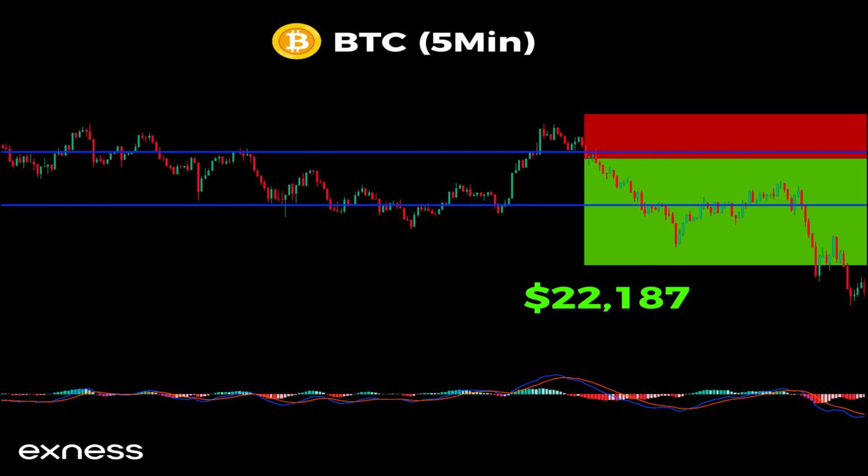So it hit the 2R target and I closed the trade. And I sat there for a second and I was just looking at the number on the screen. $22,187 from one trade on a Friday morning. I didn't add to it, I didn't move the target, I didn't do anything clever. I just followed the same rules I always follow and the market paid. That was my biggest trade of the year.